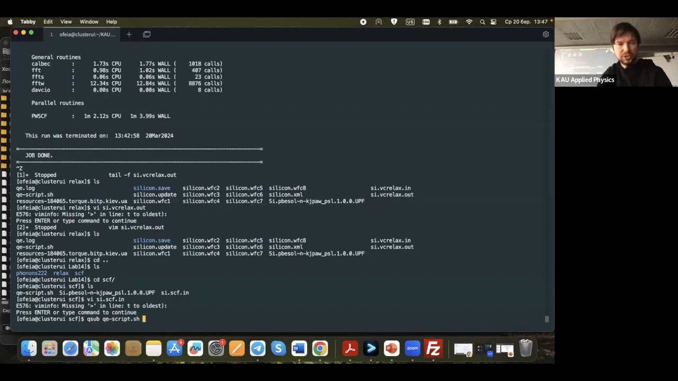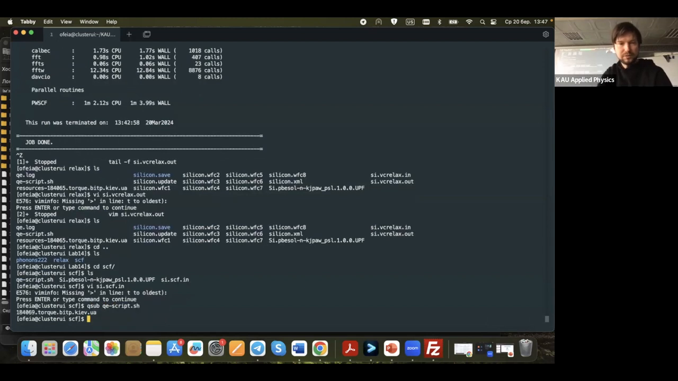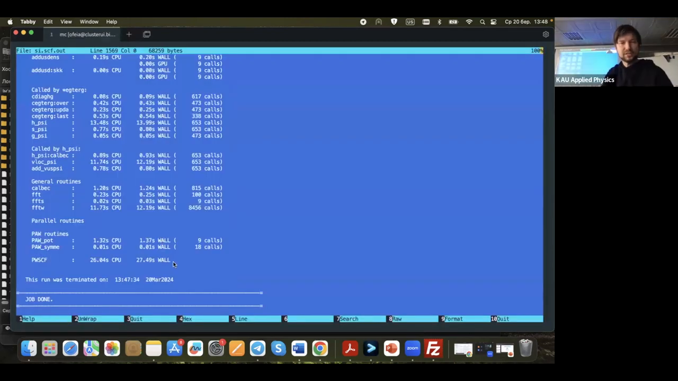I can launch SCF. And it will take also just a few seconds. Yeah, you see, if relaxation took 1 minute, and here we increased k-points, and we also increased the threshold, it took 27 seconds.